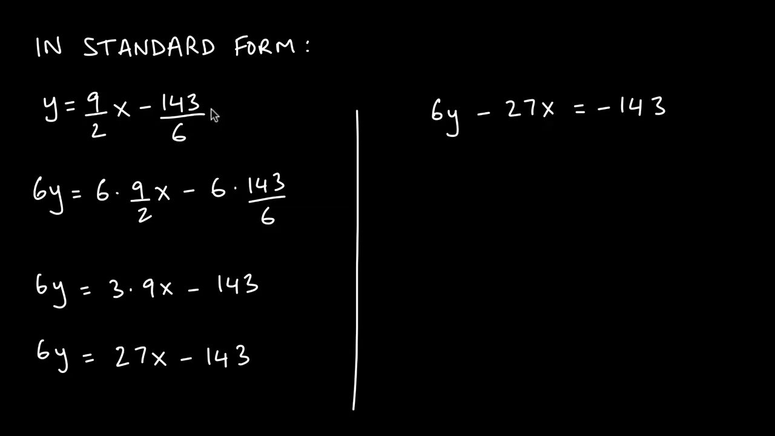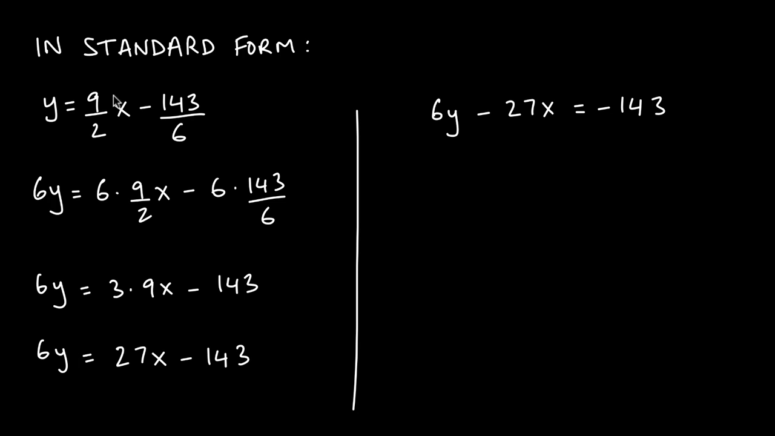I could cancel the 6 out, obviously, but the 2 would go into the 6 as well, thereby canceling it out. So 6 times y would just be 6y. 6 times 9 over 2x, the 2 would go into the 6 3 times, so that's where this 3 came from, and the 6y just came along for the ride. And then once the 2 cancels out, it turns into this 3, and the 9x just comes along. Here, the 6 and the 6 cancel, so the negative 143 gets brought over. Now we can simplify this. 3 times 9 is 27, so we're left with 6y equals 27x minus 143. These two terms are just coming down. All we're doing is just simplifying this.